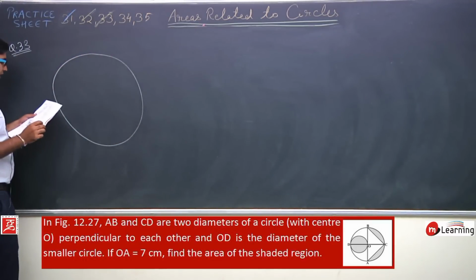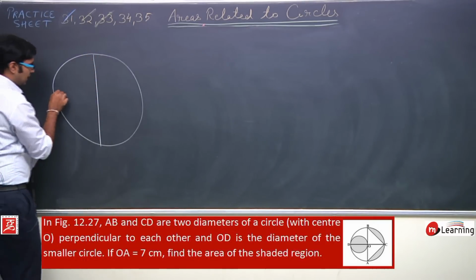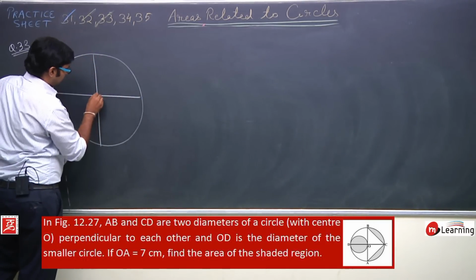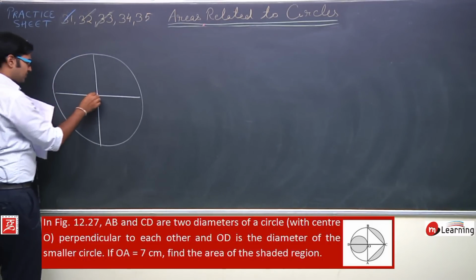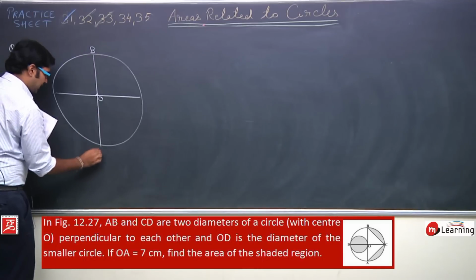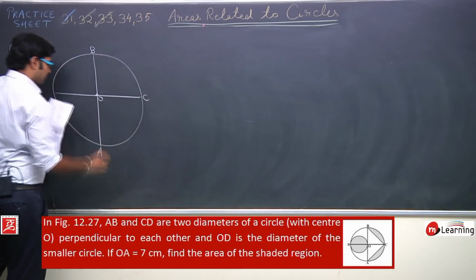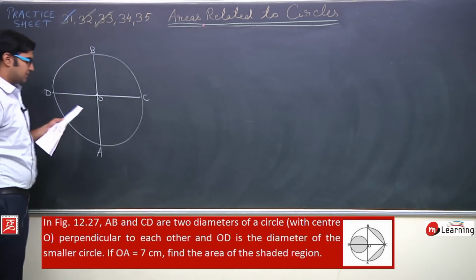In this circle there are two diameters. This is one, and let us say this is the second one. Okay, so let us assume that this is the center. This is O, and this is B, this is A, and this is C. CD is one diameter and AB is another diameter. So we have two diameters.